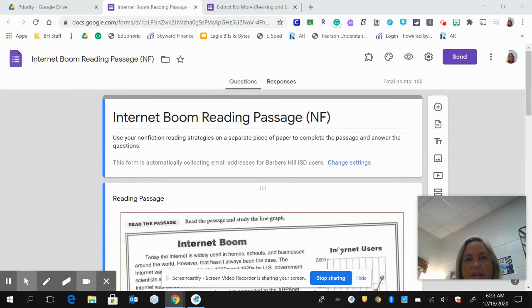Hey guys, this is a nonfiction reading passage. It's called Internet Boom. Use your nonfiction reading strategies on a separate piece of paper to complete the passage and answer the questions.